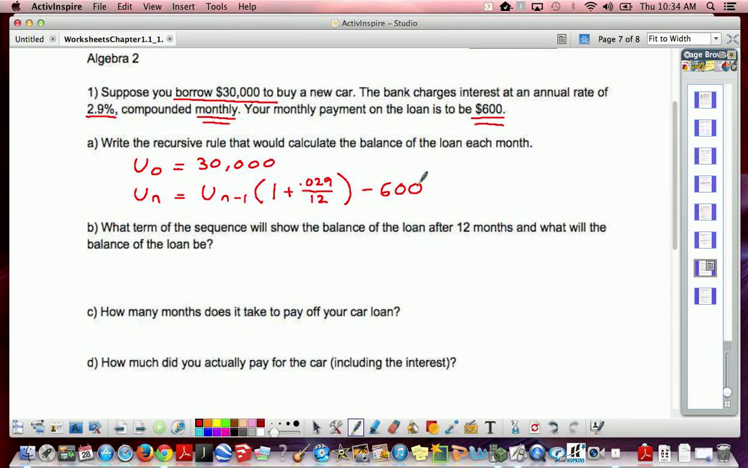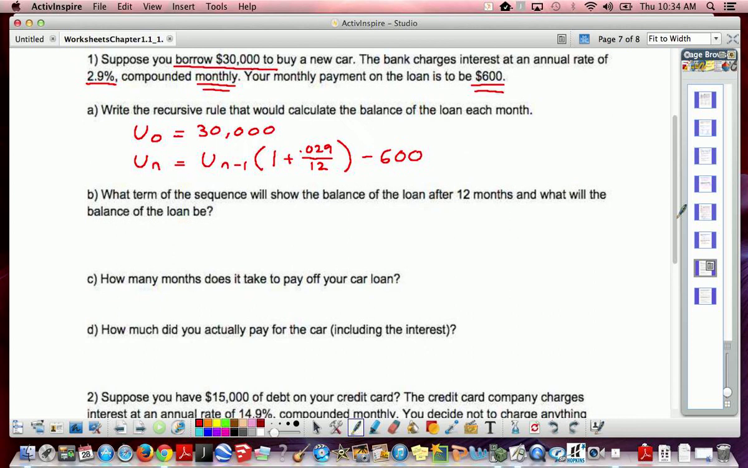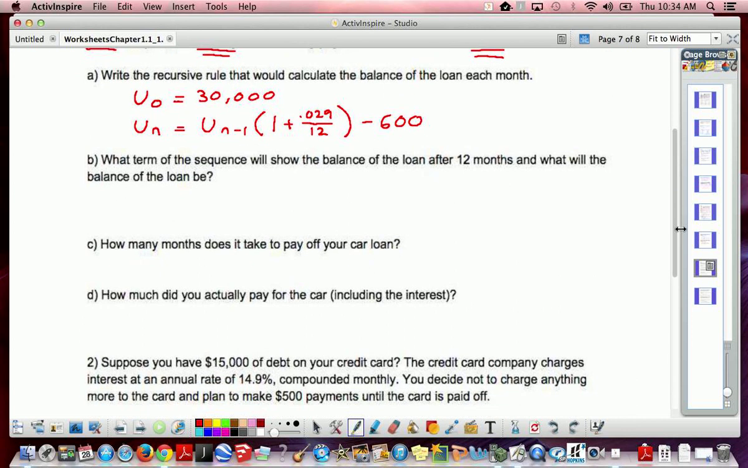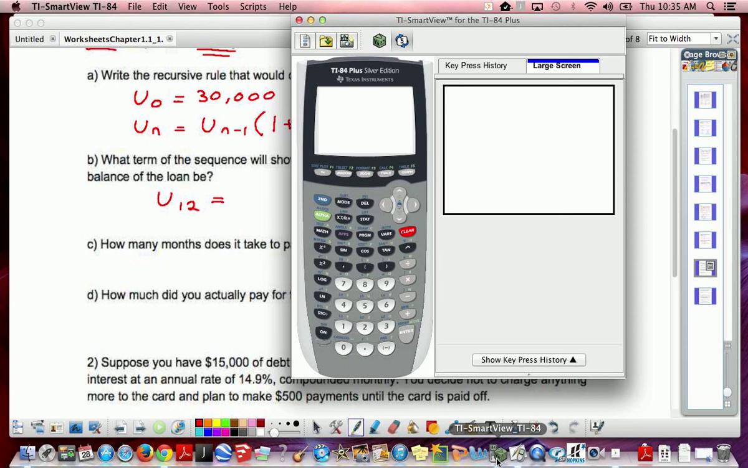So now, the next question says, what term of the sequence will show the balance of the loan after 12 months, and what will that balance be? Well, what term of the sequence? Well, that will be U sub 12 because we started at U sub 0. U sub 1 would be after 1 month, so we're looking for the U sub 12 term. So to get this particular value, this is where the calculator is going to come into play.